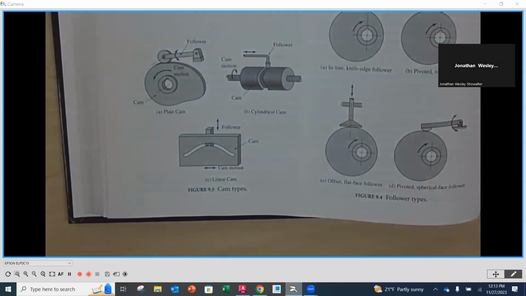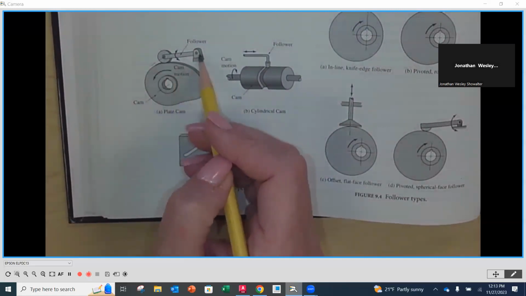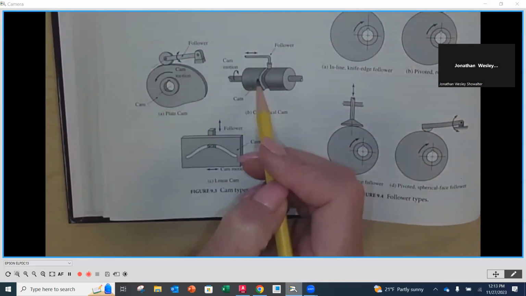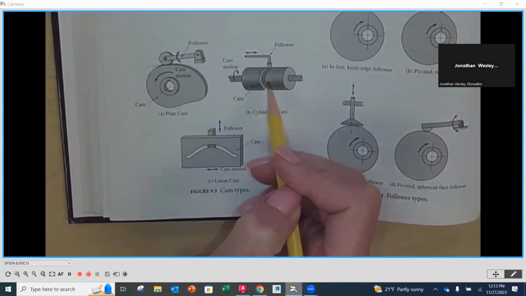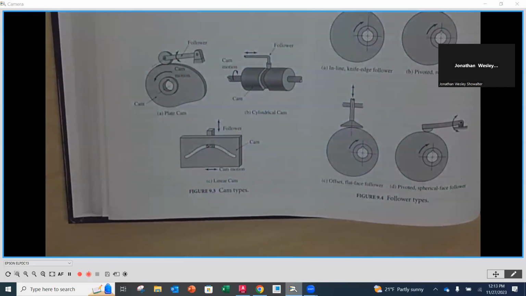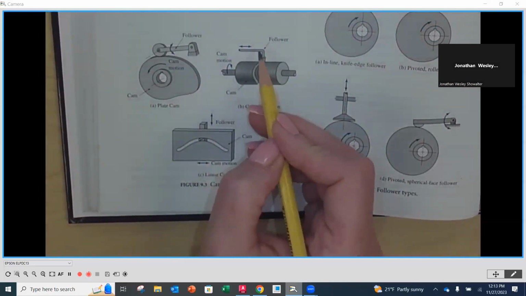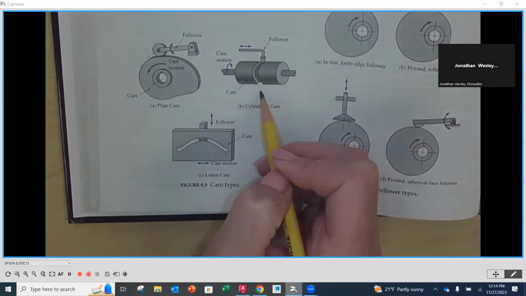Now there's going to be different types of followers. We'll see here that this one actually has a roller on it and it's pivoting. The next one here is a cylindrical cam itself, and then there's a groove where the follower actually follows along as that cam rotates. Then the follower is going to go in and out along that path.